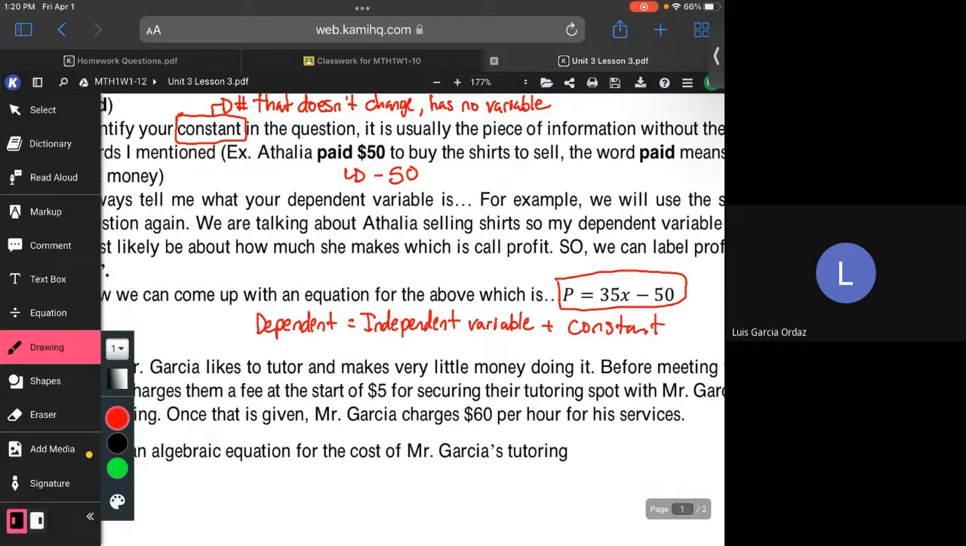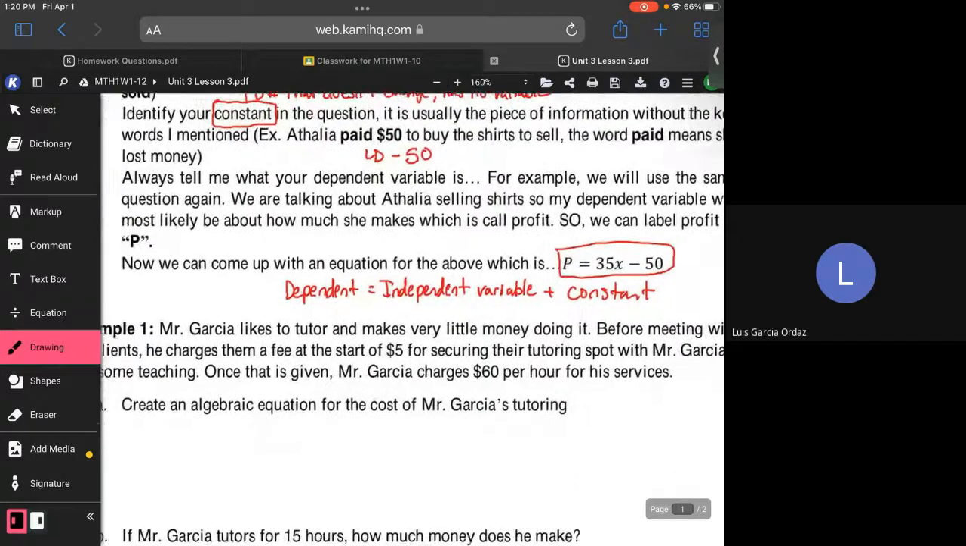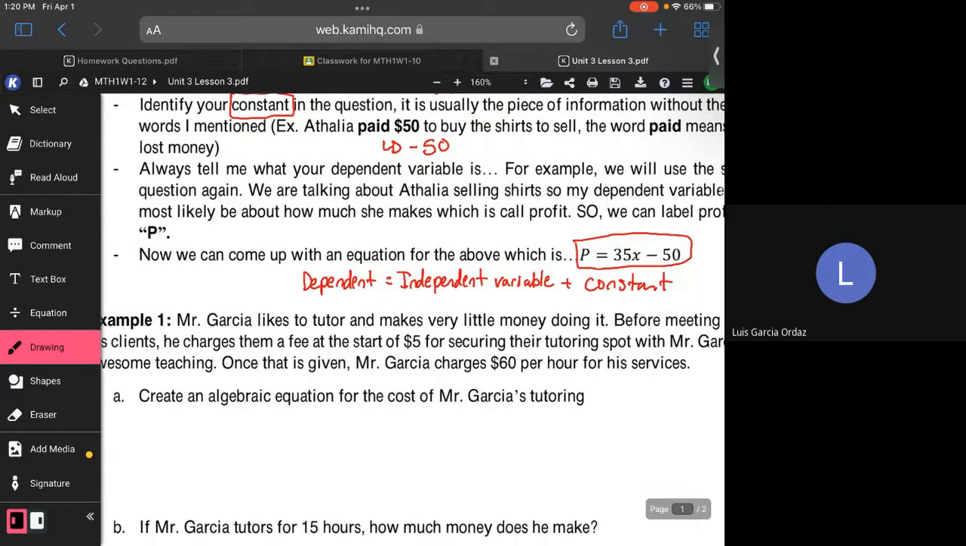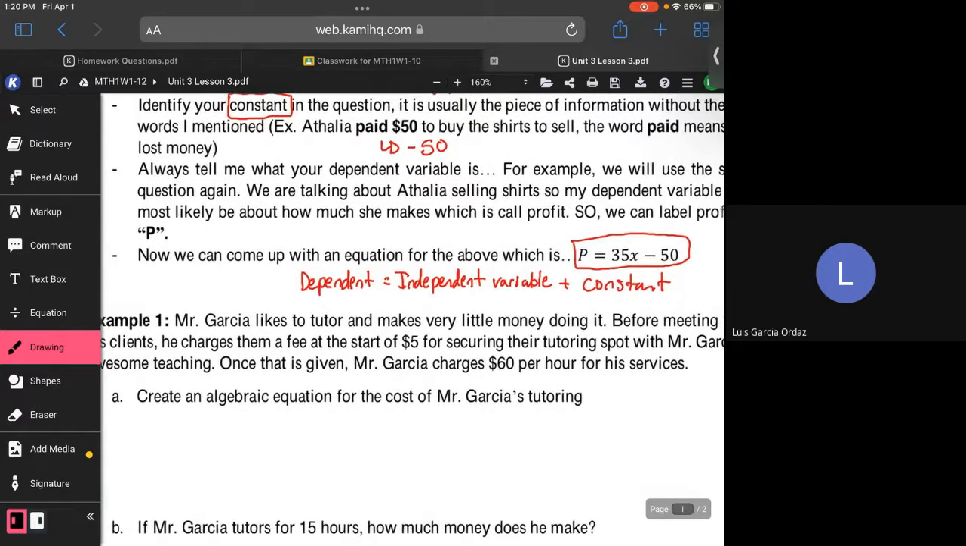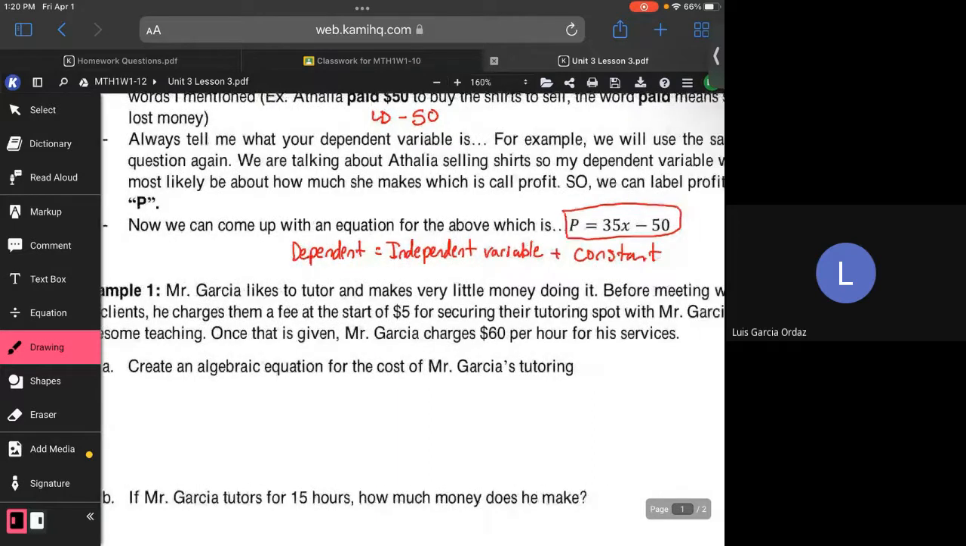Okay, so let's get to a problem. Mr. Garcia likes to tutor and makes very little money doing it. Before meeting with his clients, he charges them a fee of $5 just to book me, because I'm that popular. Once that one-time payment is given to me, I charge $60 an hour for my tutoring.